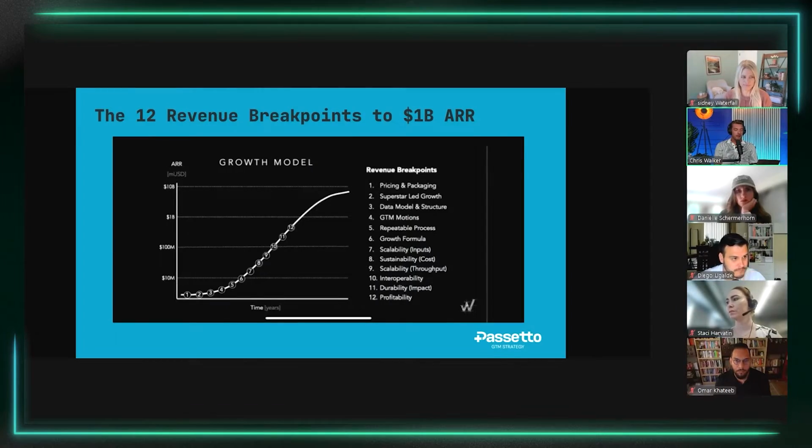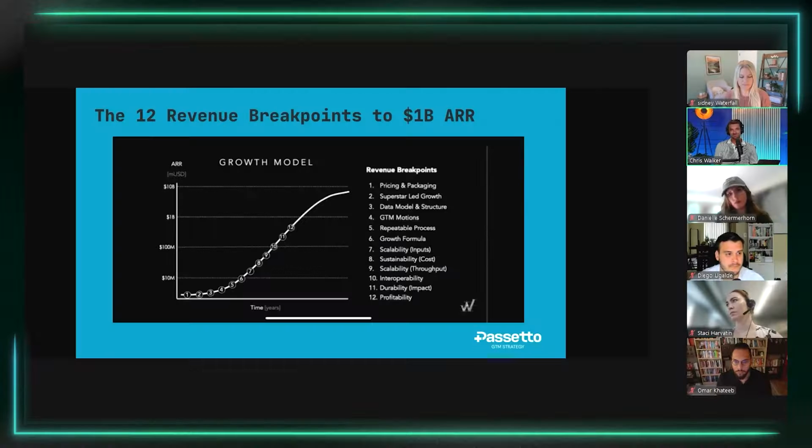Then what happens after scalability is a sustainability problem, which many companies face around 50 million ARR, where they've been able to grow the revenue, but in such an inefficient way that they need to figure out how to make it efficient to get from 50 to 100 and further. And then after that, you have another scalability metric, which isn't the inputs, but the throughput. Throughput is the conversion across these different processes and stages.